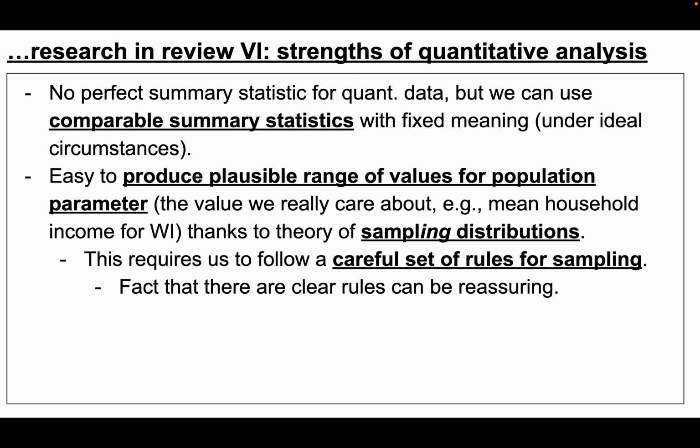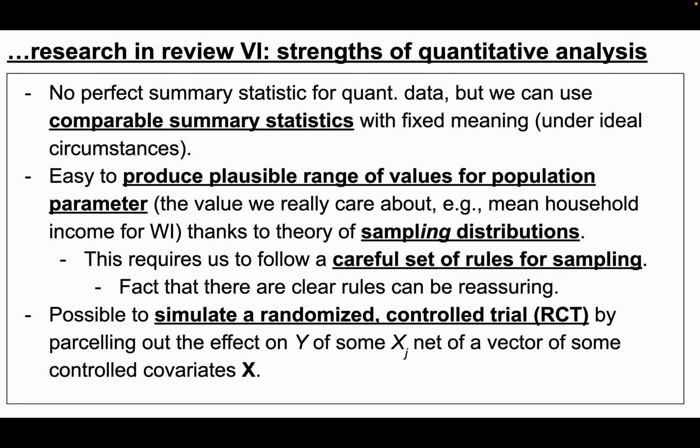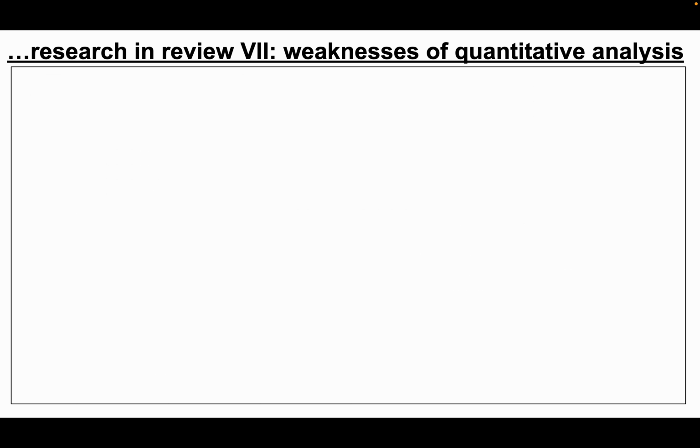And the other nice thing, too, about quantitative analysis is that it's typically possible to simulate a randomized controlled trial, those which allow us to infer some degree of causality, by parceling out the effect on y of some x_j, so some particular causal variable, net of some vector of controlled covariates x. So that could be things like, let's say we're interested in the effect of education on income and we want to control for race, class, and gender, something like that. That's generally speaking, although it's difficult to do well, a setup that quantitative analysis is well suited for.